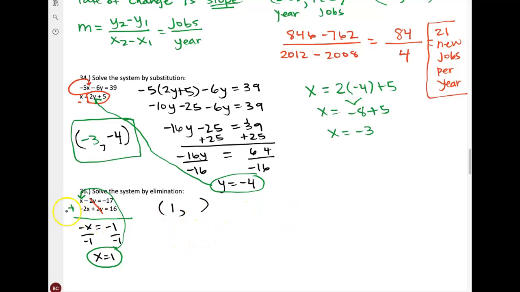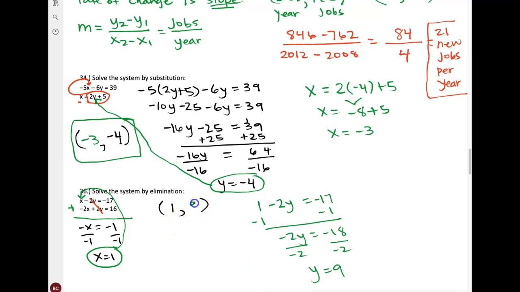So I have, in place of x, I'm going to put positive 1 minus 2y equals negative 17. So subtract my 1 over. Negative 2y equals negative 18. And then I need to divide by negative 2. So y equals 9. So my point this time, in which those two lines intersect each other, is the point 1, 9. Okay.